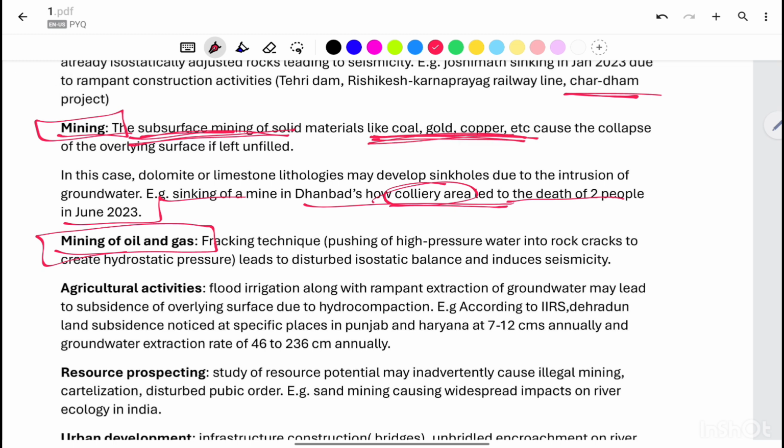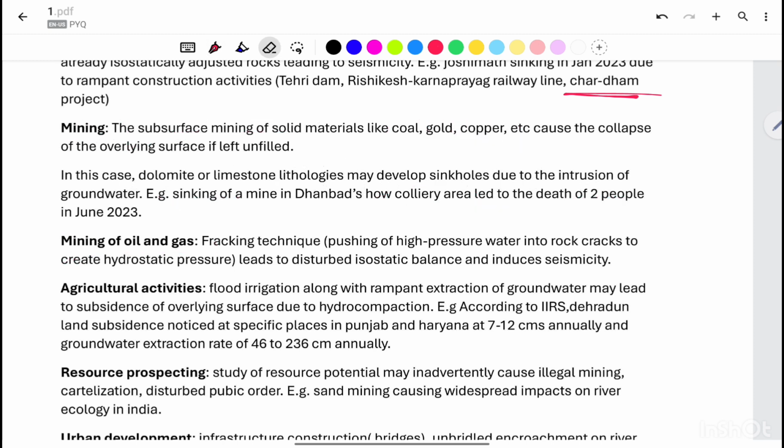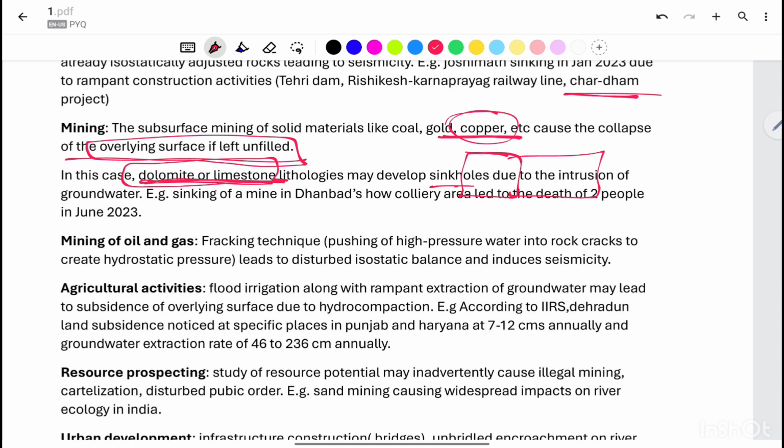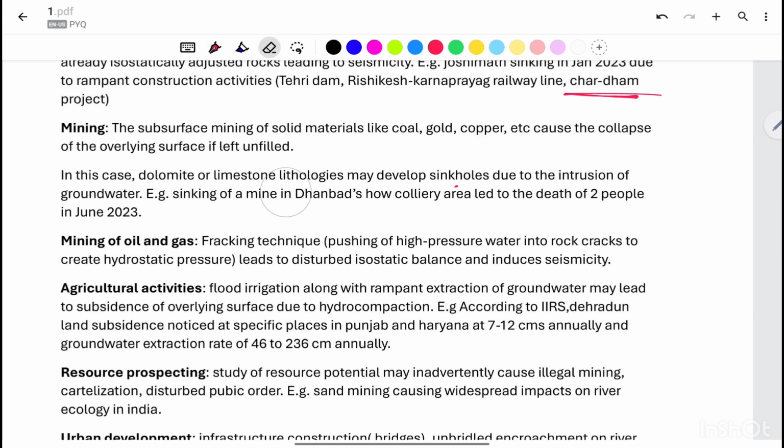For the subsurface mining of coal, we have lignite at Neyveli; gold, copper, Karnataka gold fields; copper, Khetri mines, Rajasthan. These cause the collapse of the overlying structure if left unfilled. Now, if it is dolomite or limestone, right, it causes sinkholes. So for dolomite and for limestone, there are sinkholes.